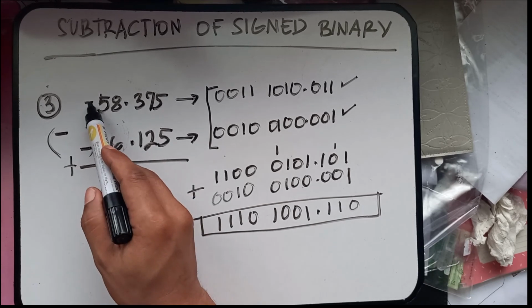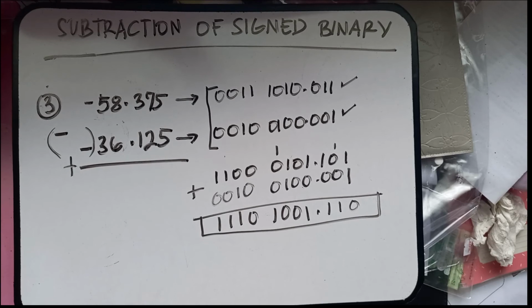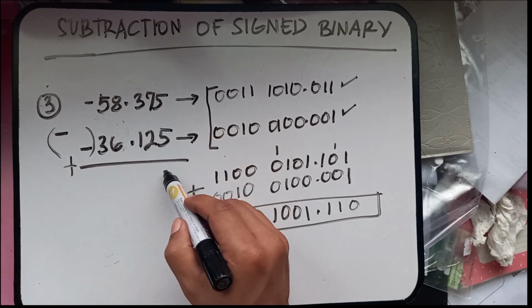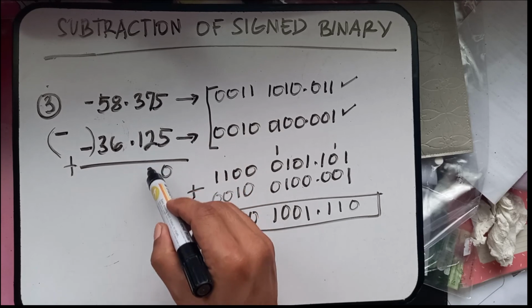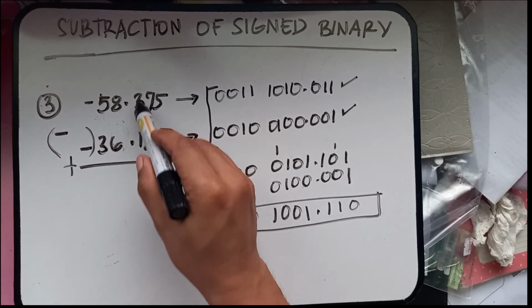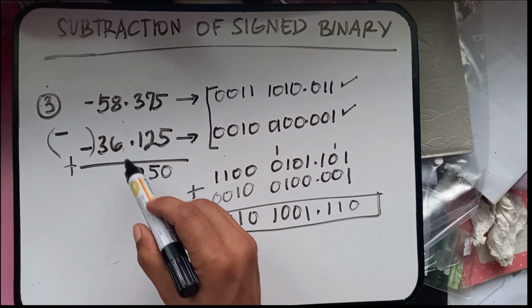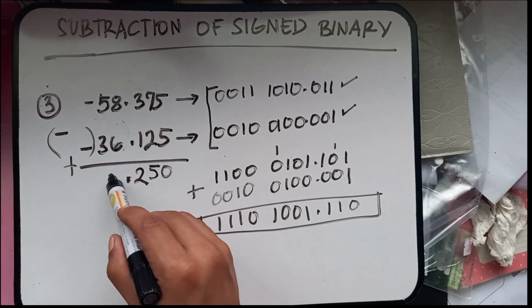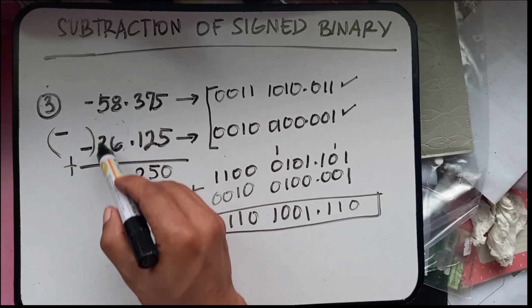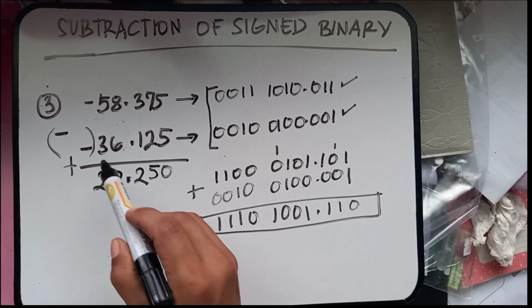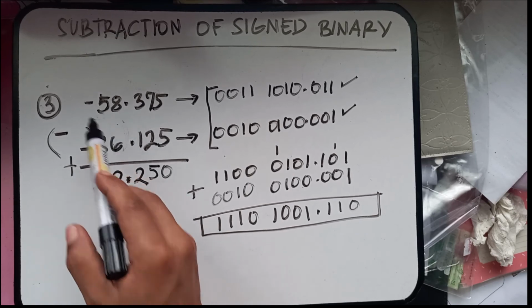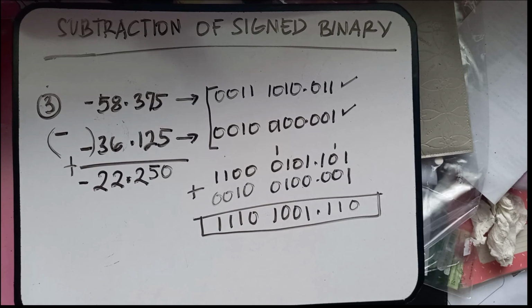So they are not similar in sign, so meaning we have to do subtraction and then follow the sign of the number with the highest value. So let's subtract 5 and 5, this is 0, 7 and 2, this is 5, 3 and 1, this is 2, then point, 8 and 6, this is 2, and then 5 and 3, this is 2. And the highest number is negative 58, that is why this is negative 22.